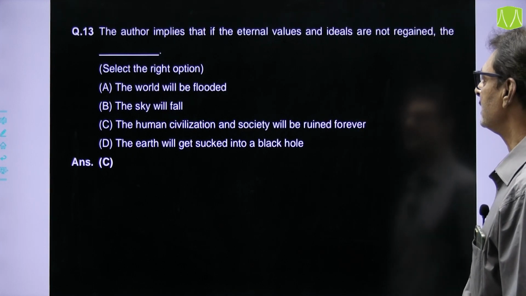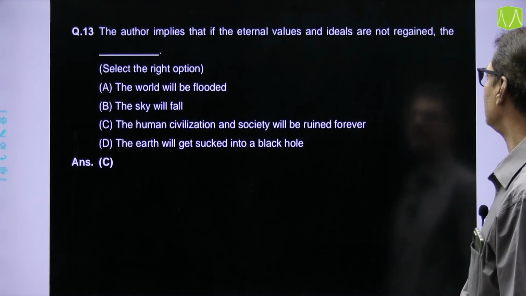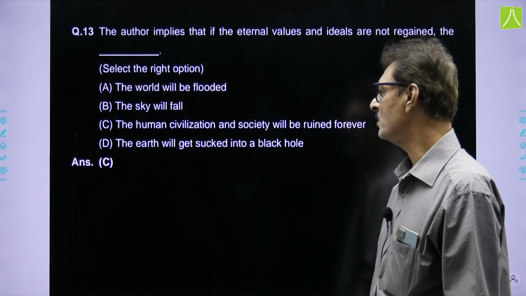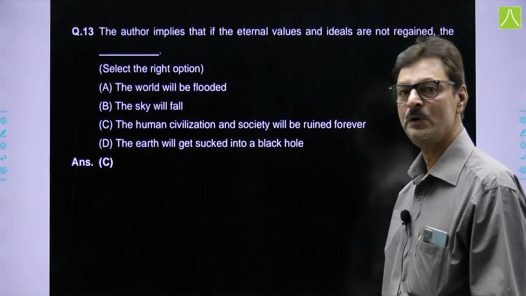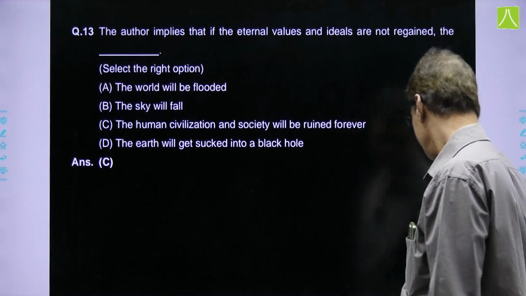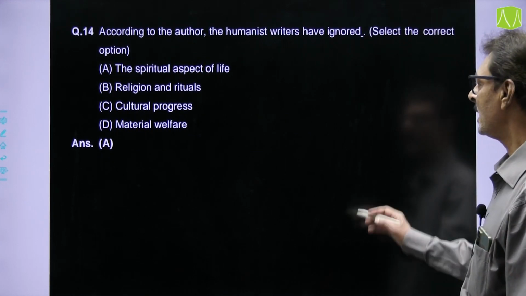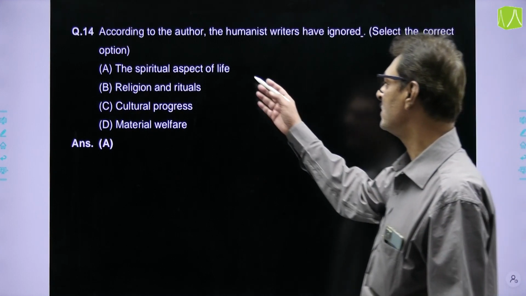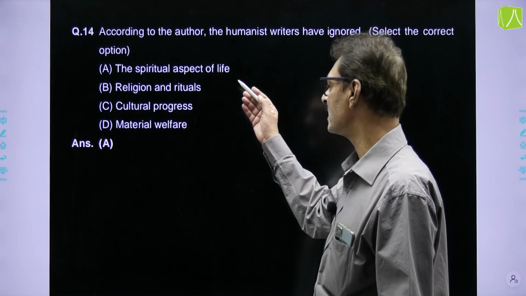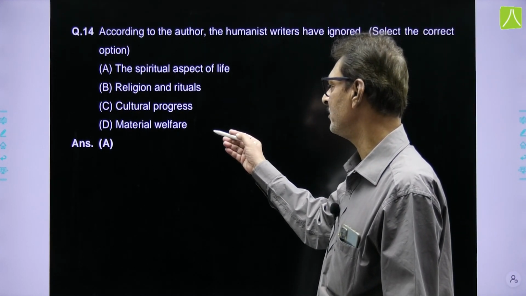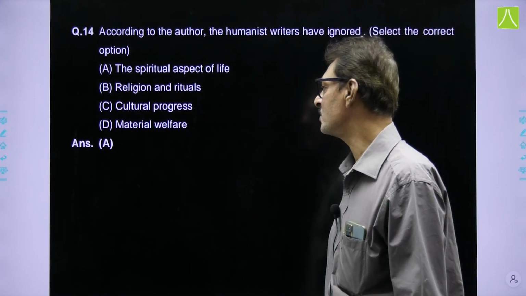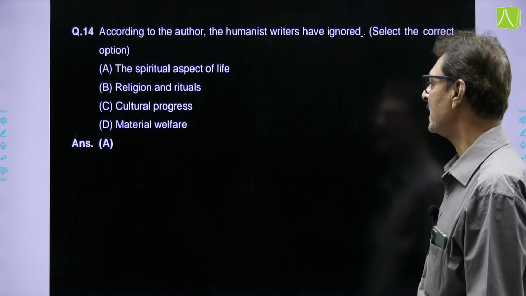The author implies that if the eternal values and ideals are not regained, from the options, the correct answer is the human civilization and society will be ruined forever. The next one is, according to the author, the humanist writers have ignored the spiritual aspect of life, religion and rituals, cultural progress, material welfare. And when you have read and understood the passage, the correct answer is option number A, the spiritual aspect of life.